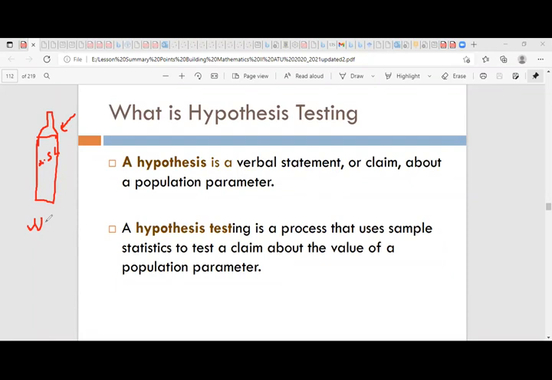So when they made a claim on the app, they are talking about the average volume of all 2.5 liter bottles of water they produce. It's exactly 2.5 liters. Good.